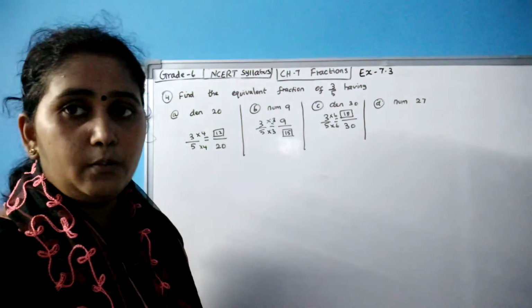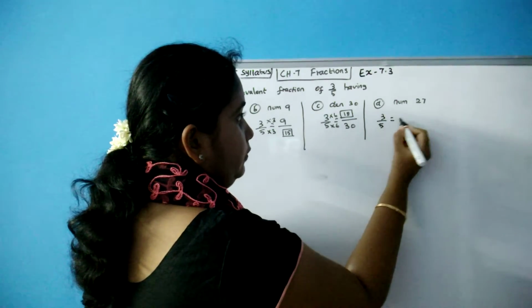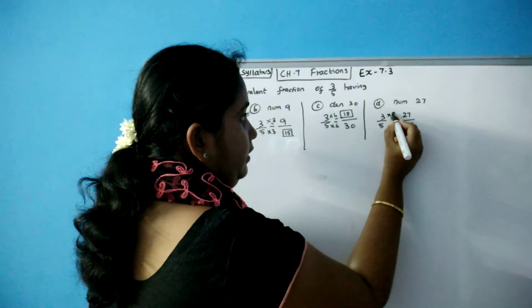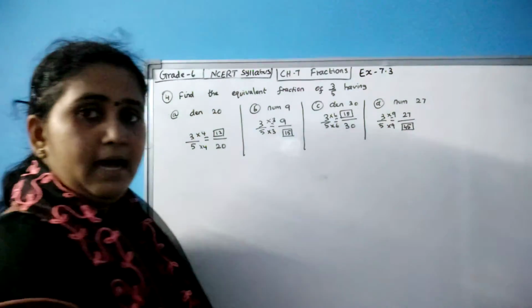and to get good marks. Okay. Now next one, 3 by 5 is equal to numerator 27 divided by denominator. 3 into 9 is 27, 5 into 9 is 45. So 45 is your answer.